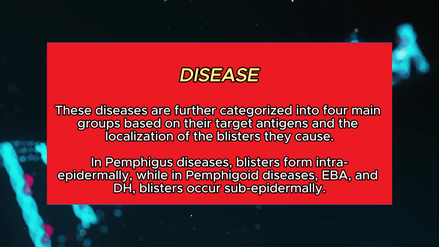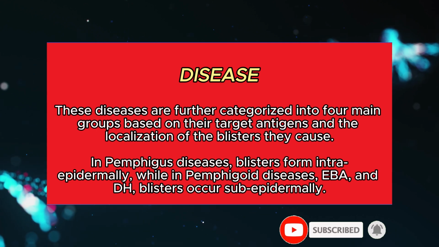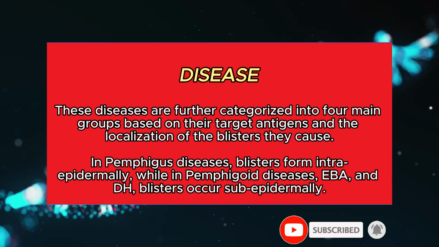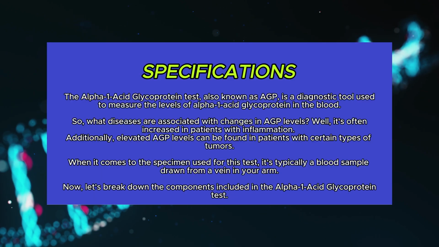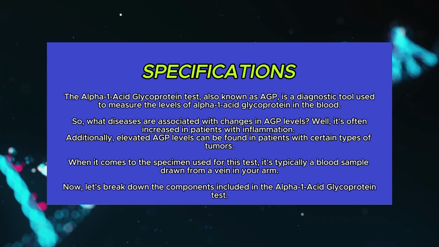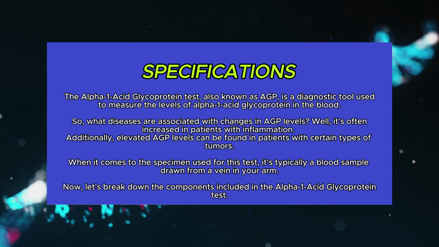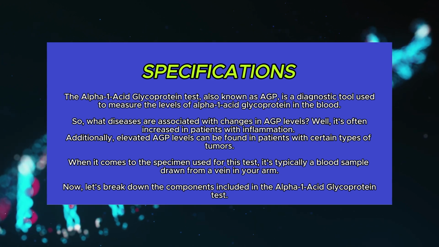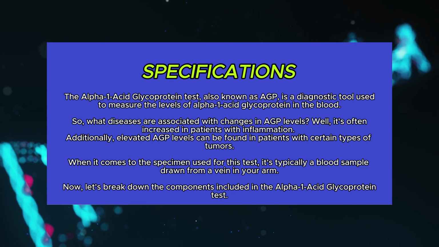Now, let's get into the nitty-gritty details of this test. The alpha-1-acid glycoprotein test, also known as AGP, is a diagnostic tool used to measure the levels of alpha-1-acid glycoprotein in the blood. So, what diseases are associated with changes in AGP levels? Well, it's often increased in patients with inflammation. Additionally, elevated AGP levels can be found in patients with certain types of tumors.